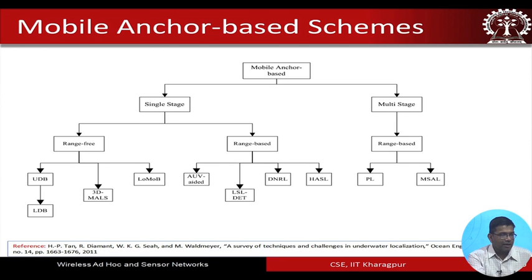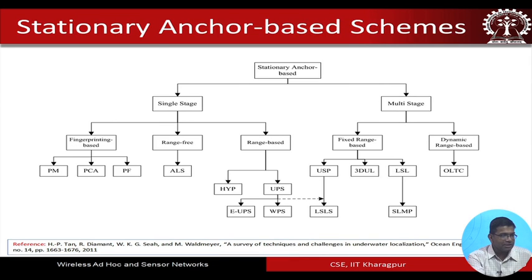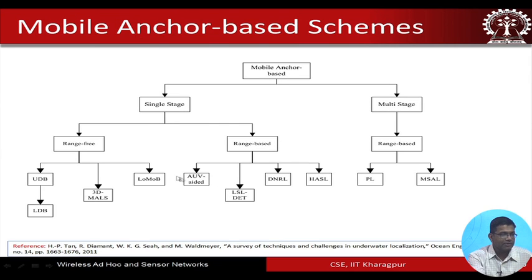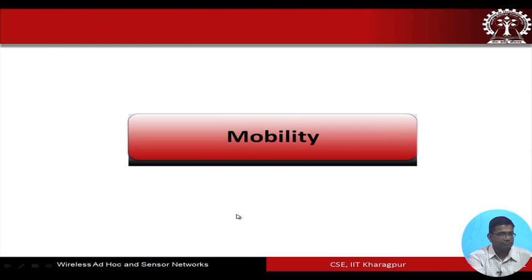Those were the stationary anchor based schemes. Here are the mobile anchor based schemes, which can again be classified and subclassified as shown over here. Again, this particular reference gives a good idea about the different protocols and an overview of each of these protocols belonging to these different categories. So, that is localization, and finally mobility.